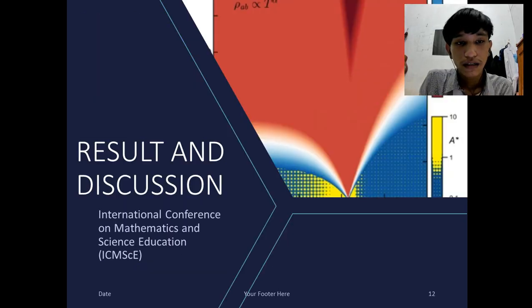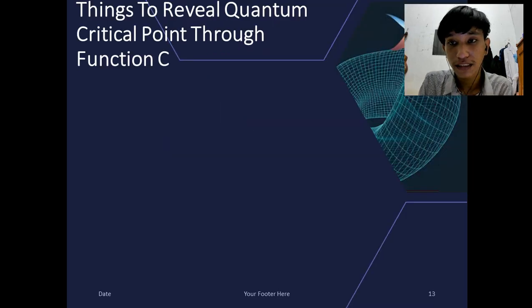So those are the theoretical basics I have to explain. It is the topological phase transition and, like Lifshitz, it functions like Lifshitz. After that, I want to present the results and discussions of my presentation. After that, thanks to this we reveal the critical point of the function C.